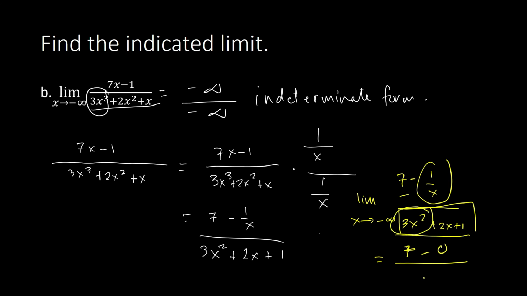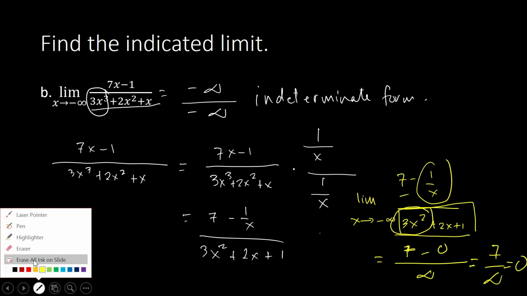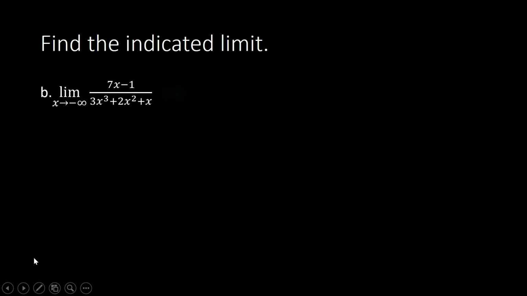The limit of 3x squared as x approaches negative infinity is infinity. So what we have here is a 7 over a quantity that approaches infinity. And what is that? A constant divided by a quantity that approaches infinity will approach 0. So the limit of our rational function as x approaches negative infinity is 0.